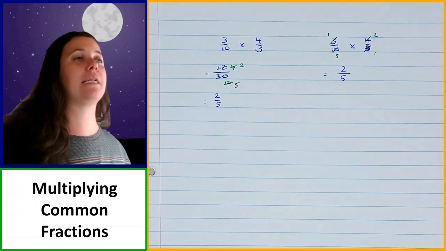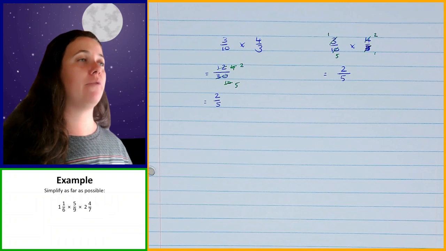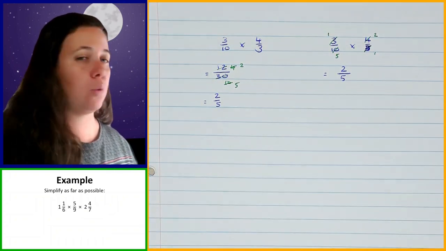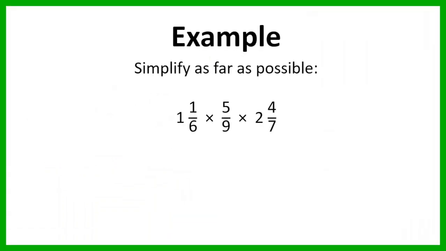Right, so let's have a look at an example over here where we're going to be simplifying this question, where we've got 1 and 1 sixth multiplied by 5 over 9 times 2 and 4 over 7. Now, just like when we were doing the addition and subtraction of fractions, the first thing we have to do is make sure that there are no mixed numbers. So I'm going to have to first change the 1 and 1 sixth and the 2 and 4 sevenths to improper fractions, and then I can go and I can simplify further by multiplying.